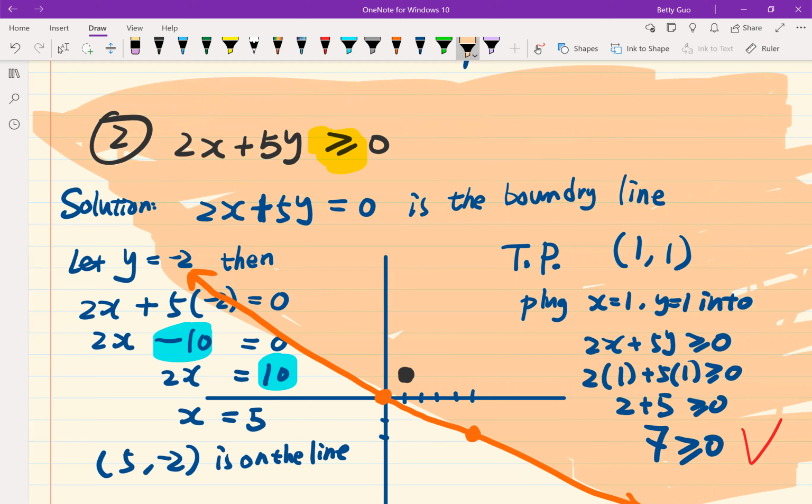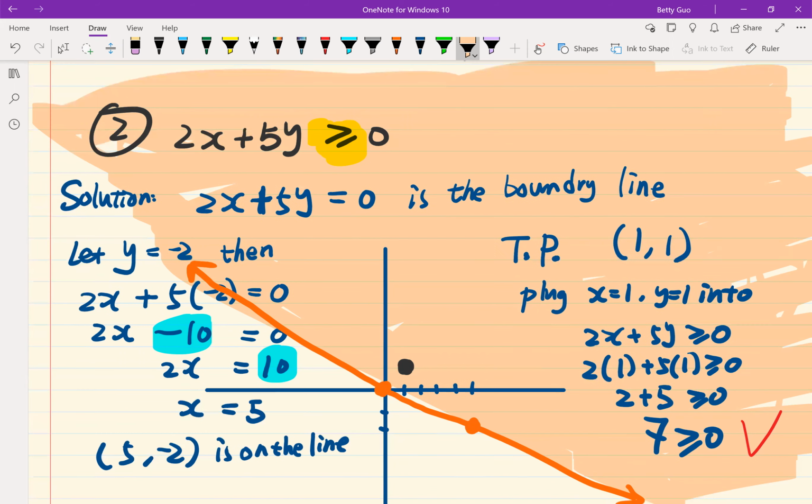In this example, the boundary line happened to pass through the origin. So if the boundary line passes through the origin, we can't use (0, 0) as the testing point anymore. We have to use a different point as the testing point, right? Okay, so that's the reason. Number 3. Any question about number 2?